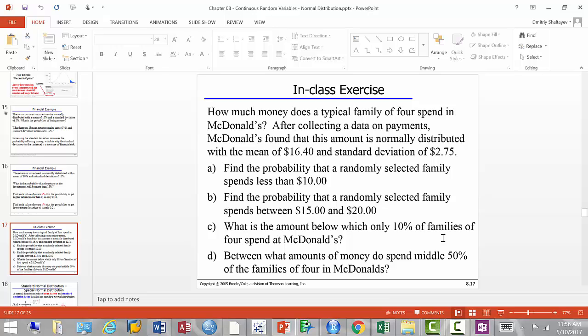And I'm looking, therefore, for t with what subscript, by the way? 0.9, because remember, the subscript tells you the area in the right tail. So if in the left tail I have 0.1, in the right tail I'll have 0.9. So I'm looking for t.9, and that represents the 10th percentile of my distribution, because 10% is below that and 90% above that. So really I'm looking for the 10th percentile.